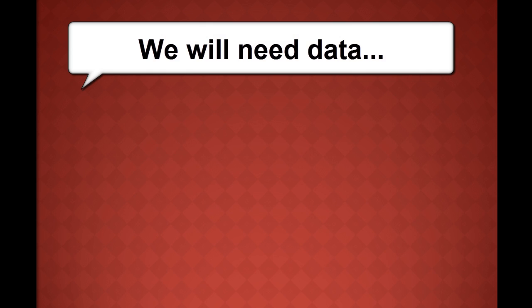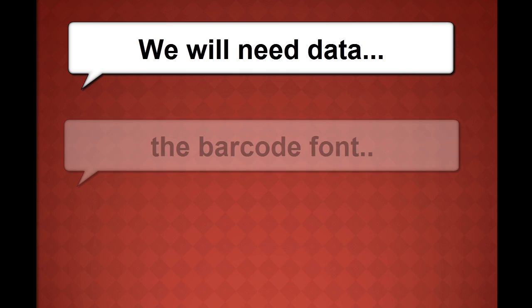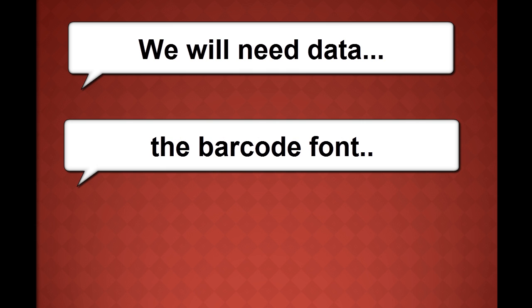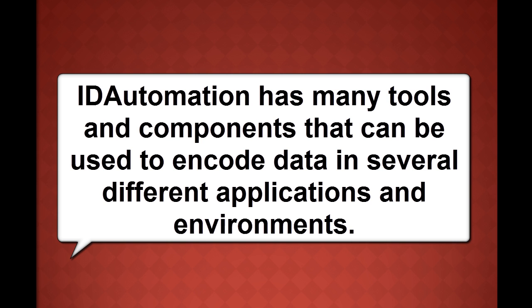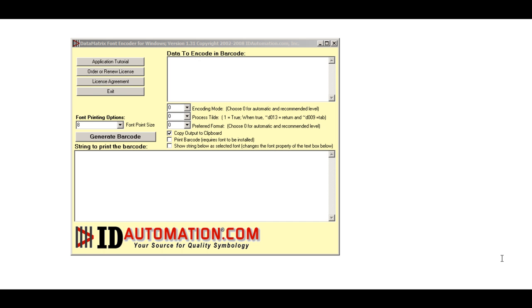In this example, we will create a Data Matrix barcode using the Data Matrix barcode font and the Data Matrix encoder application. The encoder application is just one type of tool that can be used to encode the data. We have many other font tools that will encode the data for a 2D barcode, including tools for Microsoft Office, Crystal Reports, Visual Studio and Studio.net, C++, and Java. Let's go ahead and take a look at the Data Matrix font encoder application.